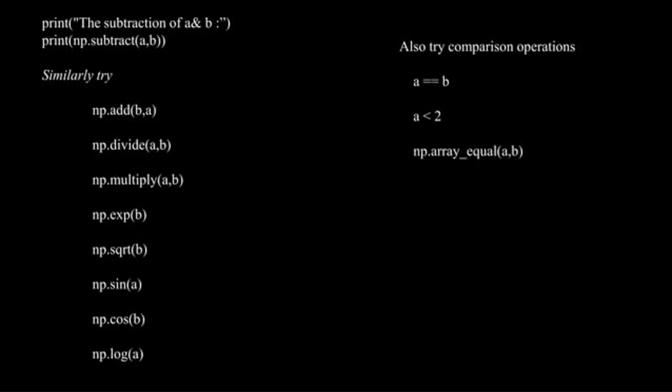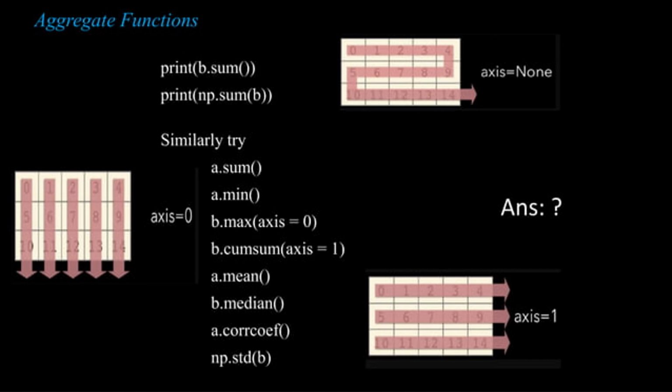Similarly, try. We can also try comparison operators and so on, and add, divide, multiply, exponent, square root, sine of that, cos of that, log and tan, and so on. Lots of functions are there. Then aggregate functions. Print b.sum. Print np.sum of b. Similarly, try sum, minimum, maximum, mean, median, mode, and std, np.std. In that there are tables and figures, we can check that out. So we need to try.